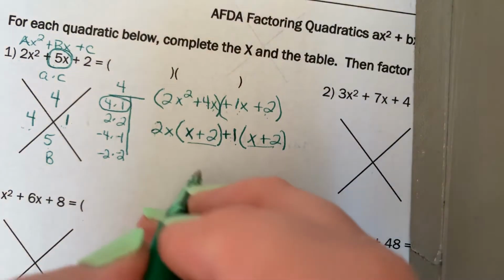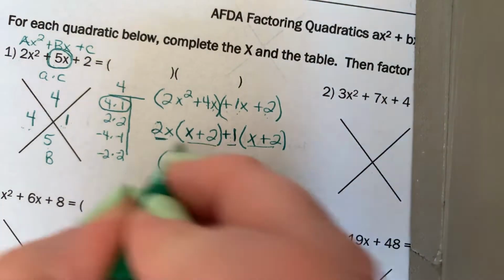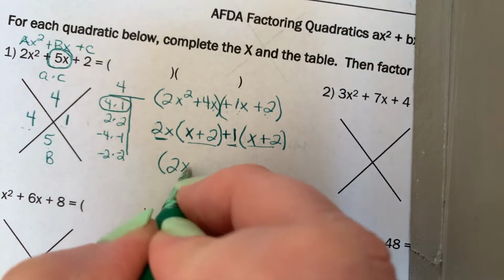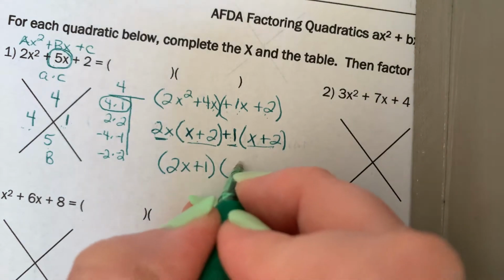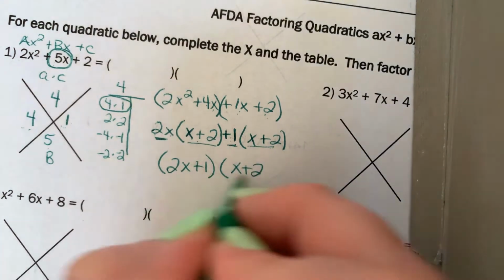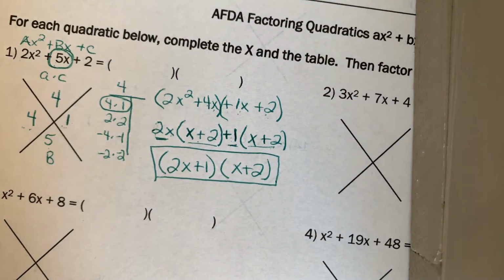You can keep going. So you're going to group your greatest common factors together. In this case, it was 2x and 1. So 2x plus 1. And then put your remainders together, x plus 2. This is going to be your answer here.